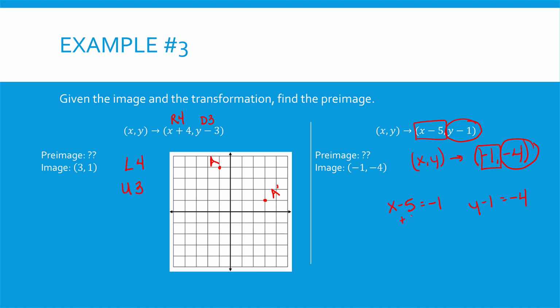And now we can solve, right? We're going to add 5. So x equals 4. And then add 1. So y equals -3. So my pre-image point would be 4, -3. So you can do it algebraically, and it does not matter which way you do this.